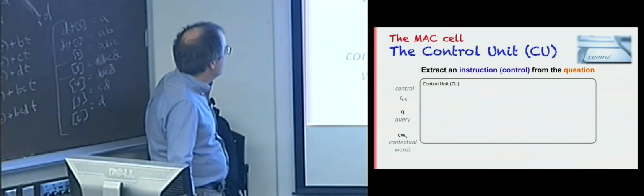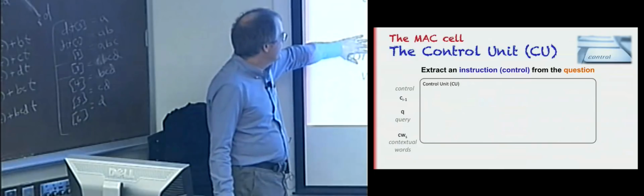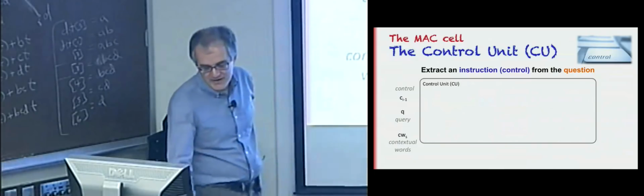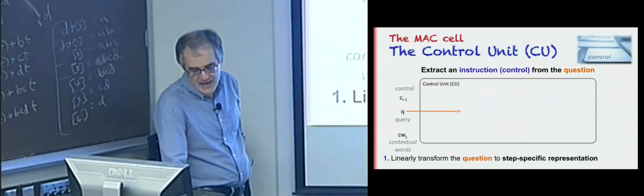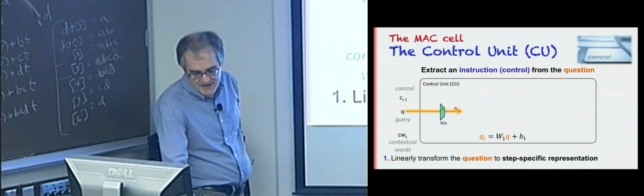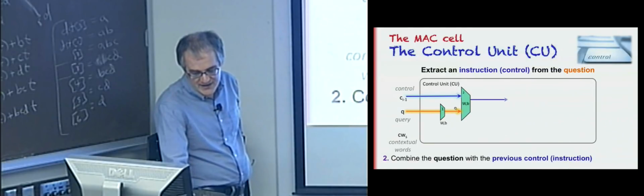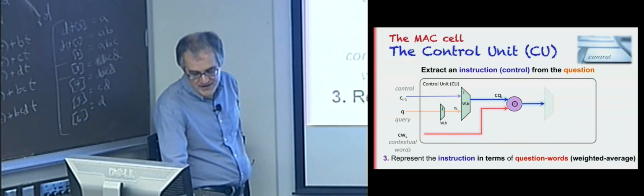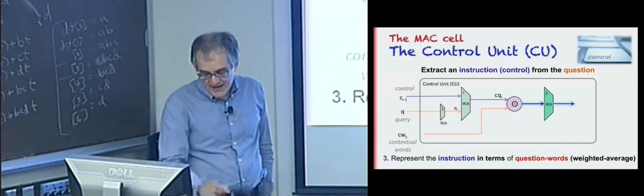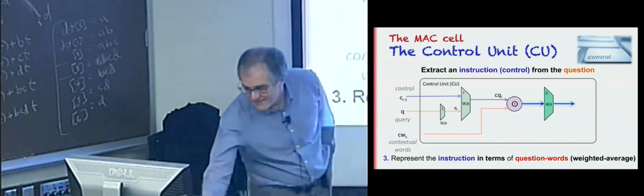So for the control unit, we have the contextual words from the LSTM, we have the whole query, and we have the previous control state. What we're going to do is first put the query through a single neural network layer: we multiply our query vector by a matrix and add a bias to get a time step specific representation of the question. Then based on that and the control from the previous time step, we put those through a neural network layer which calculates a new representation, and then there's something else.